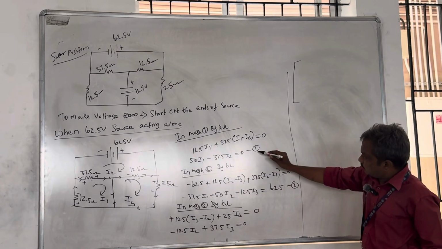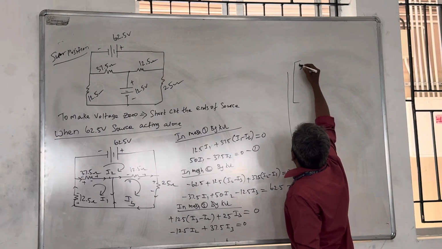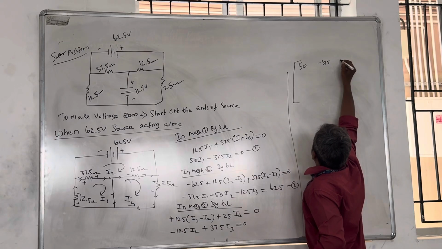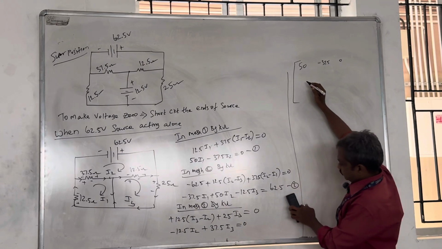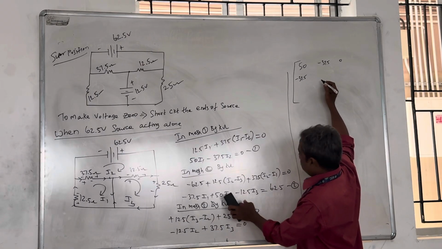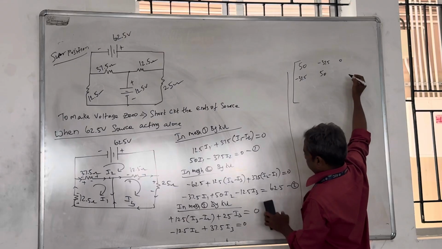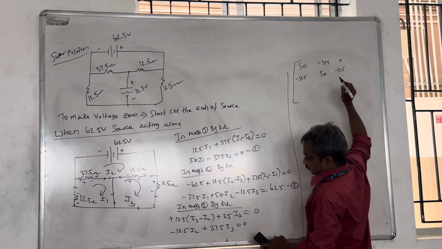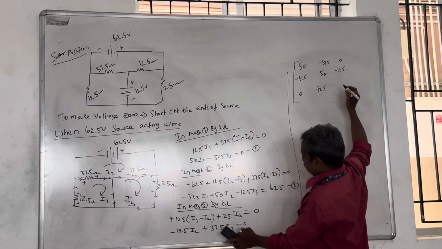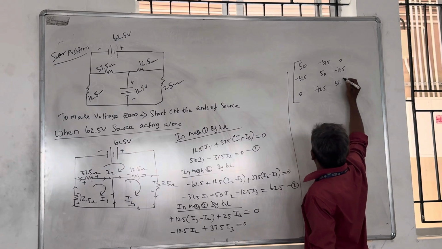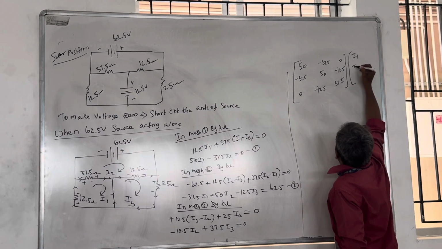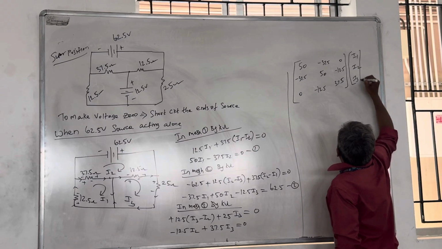Write the coefficients of mesh equation 1: 50 I1, minus 37.5. Come to mesh equation 2: minus 37.5, 50 and minus 12.5, 0. That's all. So you are having three unknowns, I1, I2, I3, equal to the right side.